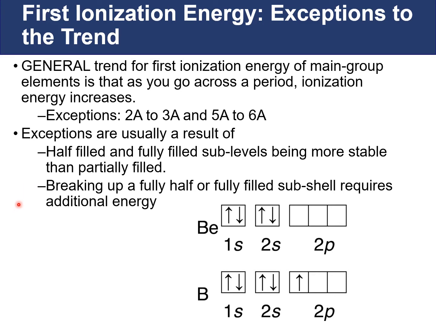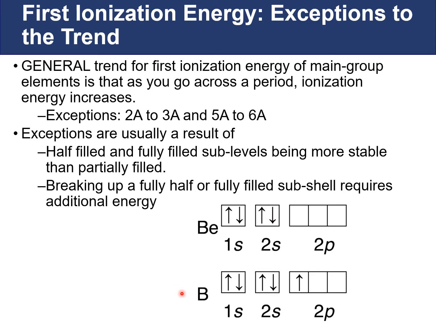If we compare the first ionization energies of something like beryllium and boron, the first ionization energy for beryllium is actually higher than for boron, even though boron is to the right of beryllium. The reason for this is in the case of beryllium, when you are removing your first electron, you are removing it from a filled subshell. You have all of your 2s's being filled, and so you have to pay an additional energy penalty for removing that electron and breaking up the fully filled subshell.